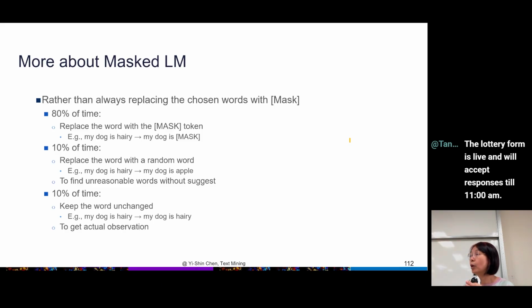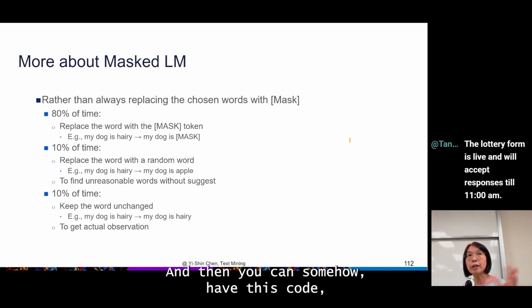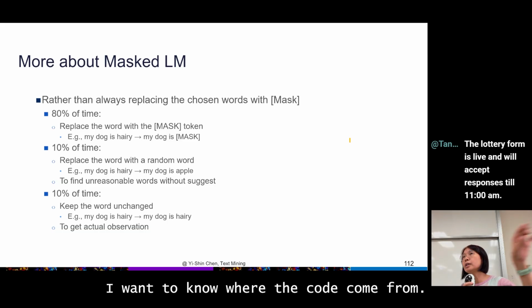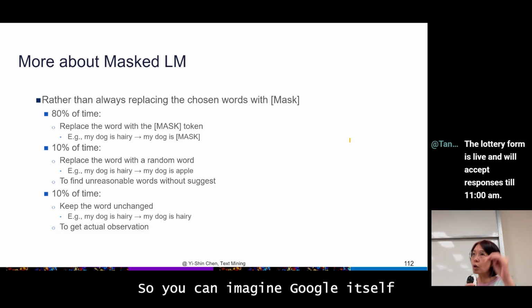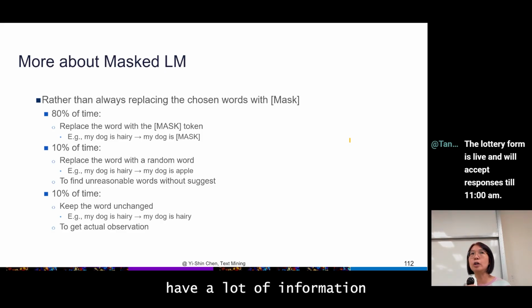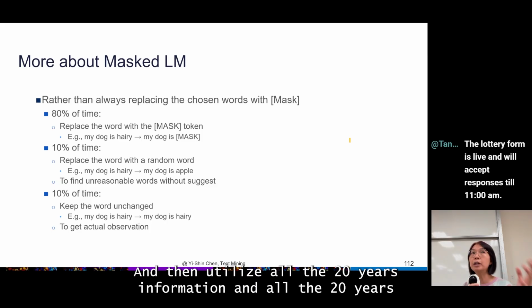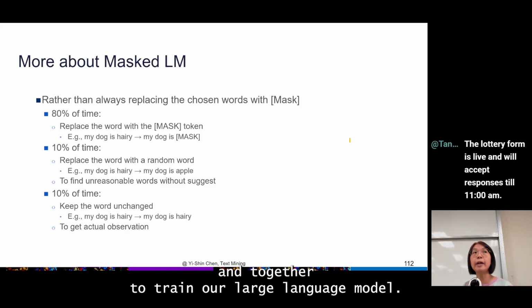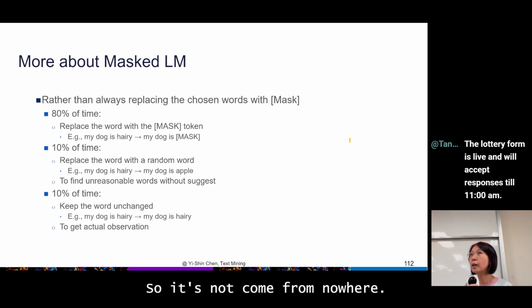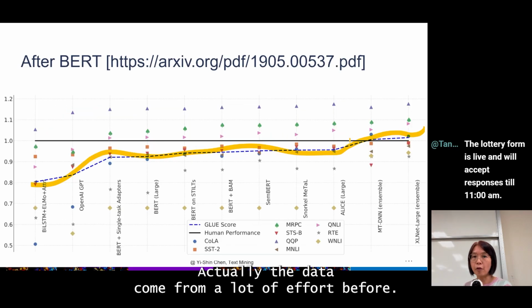They sent people to do the scanning and OCR to get all the information. Then you can say, oh, I have this quote, I want to know where it comes from, and Google Library has it. So you can imagine Google itself has a lot of information because they preserved it for about 20 years. Then they utilize the 20 years of information and the 20 years of web information together to train our large language model. So it does not come from nowhere. The data comes from a lot of effort before.